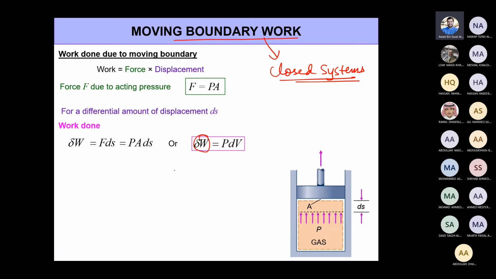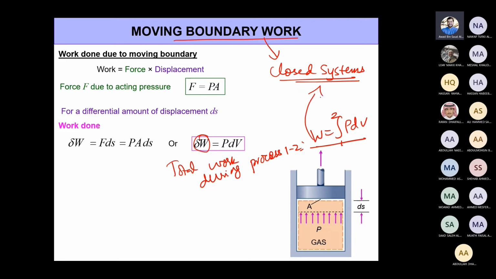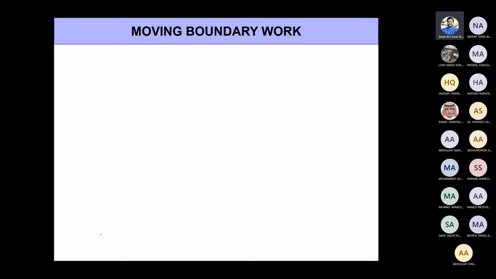and if you want to find out the total work done during a process from 1 to 2, then you just have to integrate this. Integral from 1 to 2 of PdV. This is a very general formula, applies to all closed systems when we are trying to determine the boundary work. It is not specific to anything. As long as you're dealing with closed systems, this formula works. It does not, of course, work for open systems, but for now we're just dealing with closed systems.